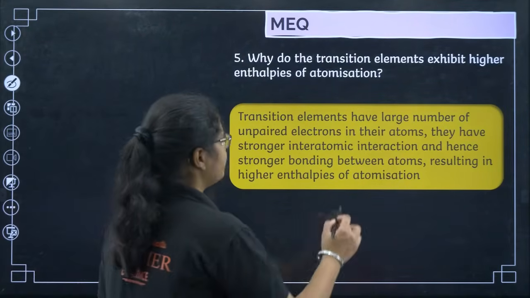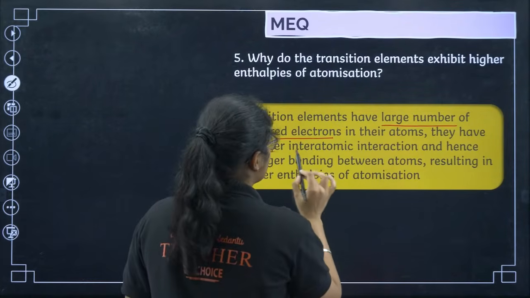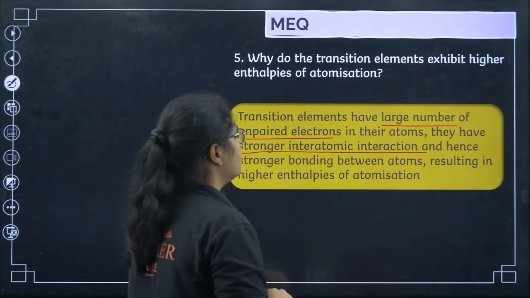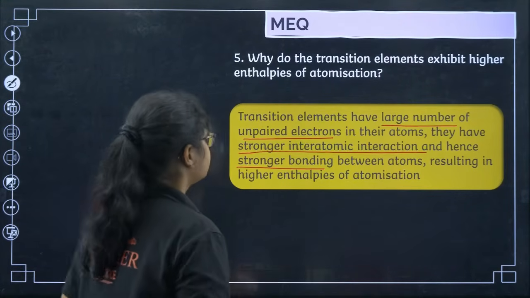Moving to the fifth question, why do transition elements have higher enthalpy of atomization? The first thing is they have a large number of unpaired electrons, and these unpaired electrons are involved in stronger interatomic interactions and stronger bonding between the atoms.